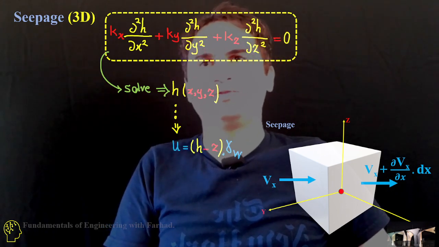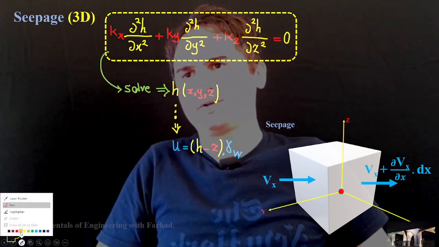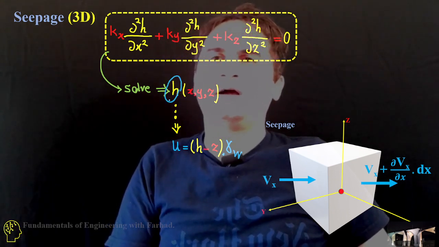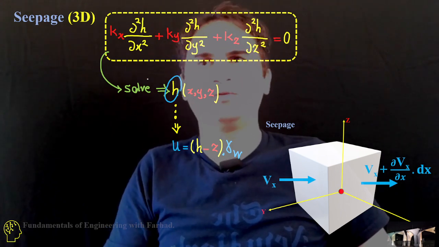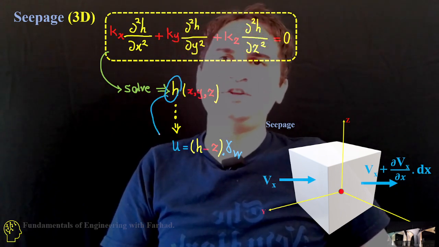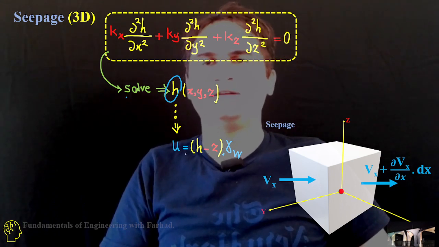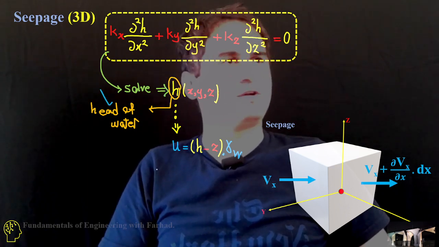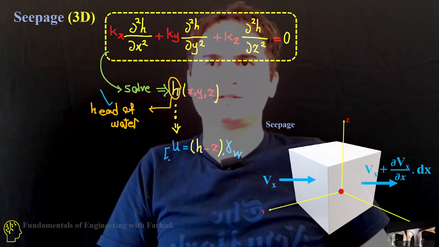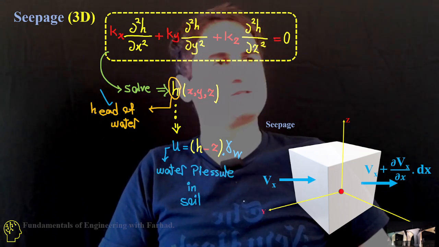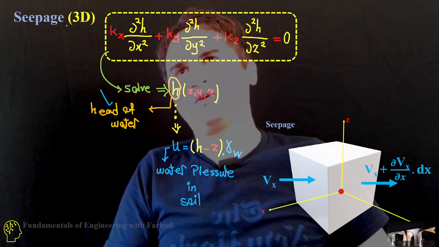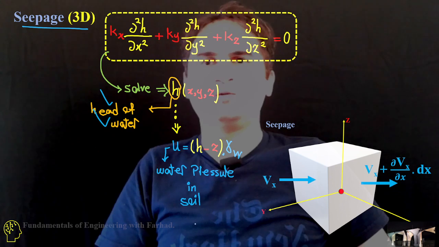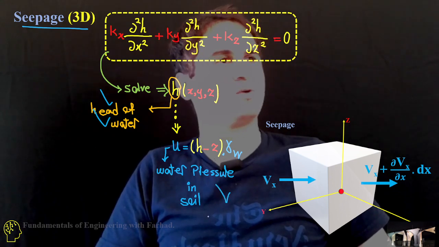By solving this equation, we simply get the head of water in our flow, and by having the water head, we can calculate water pressure. So H is the head of water in our flow, and u is the water pressure. The most important thing we want to get as output of the seepage equation is either the head of water or finally the water pressure in soil, which we are interested in.